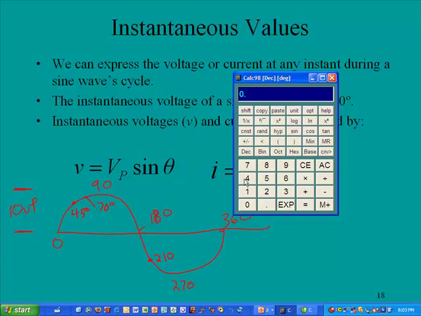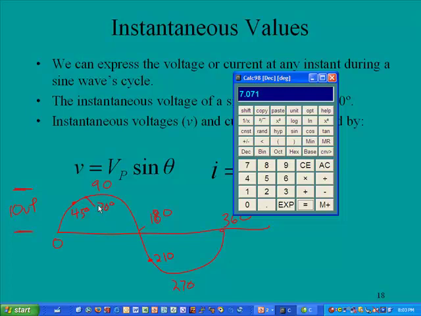So we're going to say 45, and I'll click on sine and take that times, notice times the peak value, which is 10 volts, and we'll say equals here. And so what we just calculated was the instantaneous value. What is, in this particular sine wave at 45 degrees, the voltage? And it is 7.07 volts at 45 degrees.